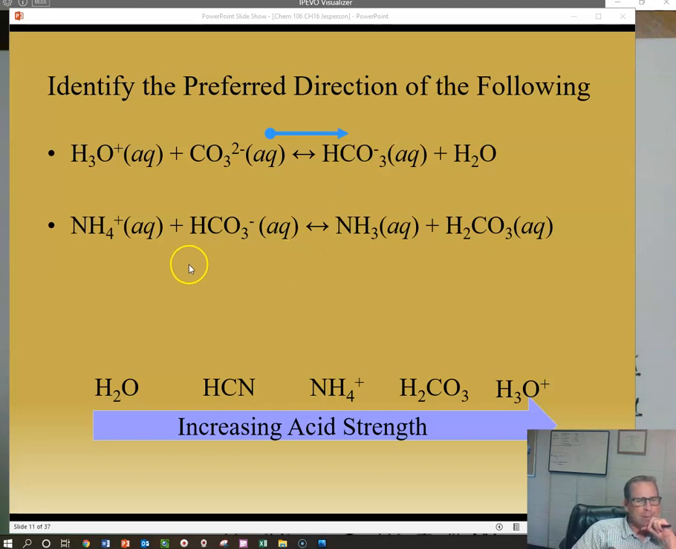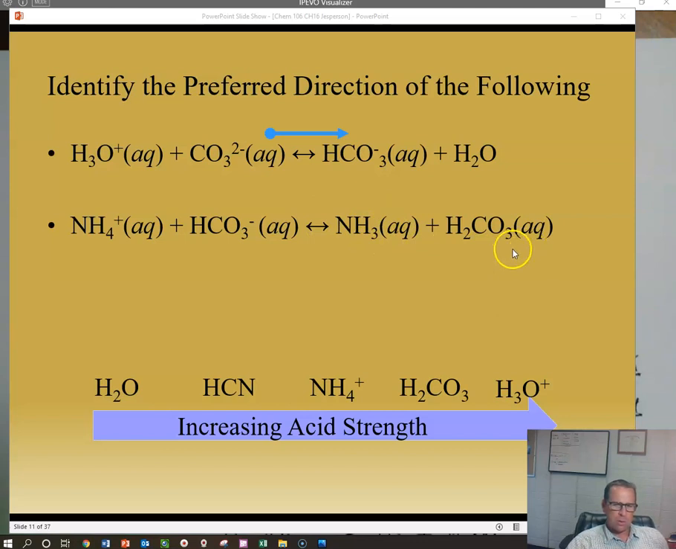Okay, now this next one. You're going to help me out with this one, Brielle. We have our reaction heading to the right and our reaction heading to the left. We want to identify first, going to the right, who's behaving as an acid, and then second, going to the left, who's behaving as an acid. What do you think, Brielle? Who's behaving as an acid going to the right? Going to the right is NH4 plus, because it's donating its hydrogen and becoming NH3. Very good.